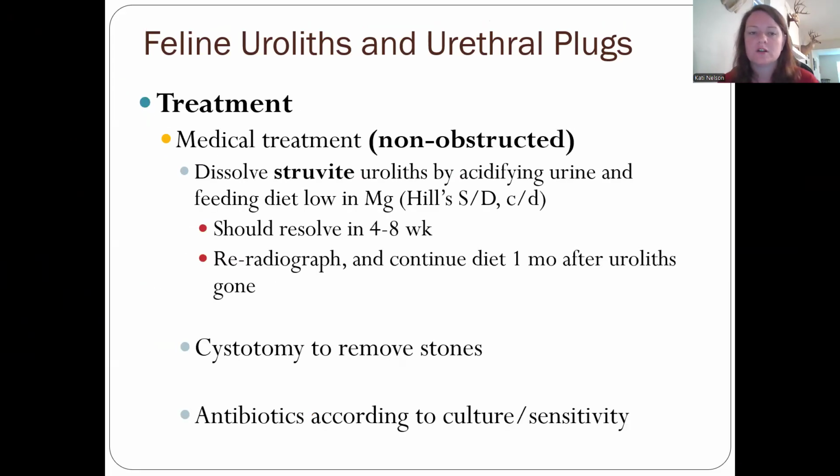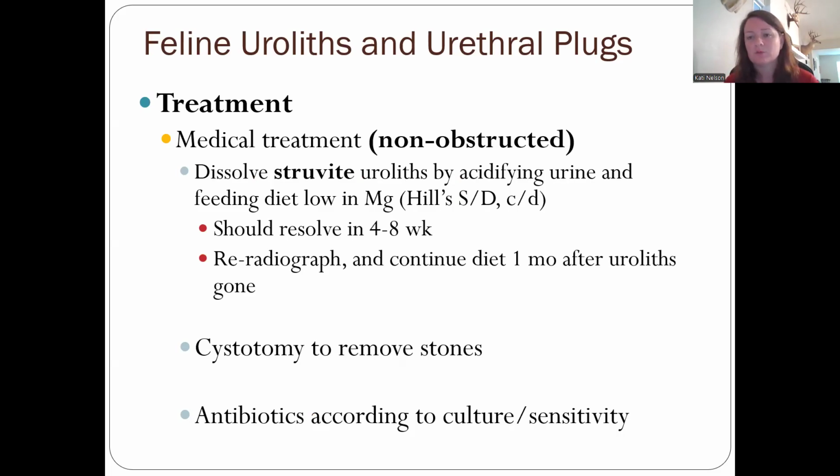So treatment, if they're non-obstructed, dissolve struvite uroliths by acidifying the urine. Feeding diets low in magnesium, just because struvites are made of magnesium. Should resolve in 4 to 8 weeks. Re-radiograph and continue diet 1 month after uroliths are gone. Usually, if they have occurred at all, they want to keep them on the diet forever.